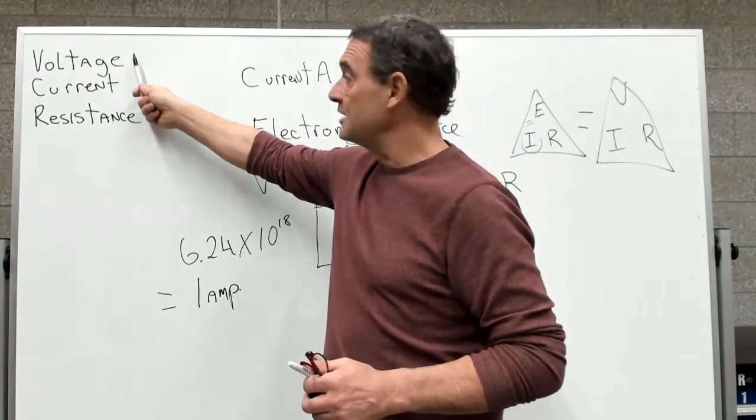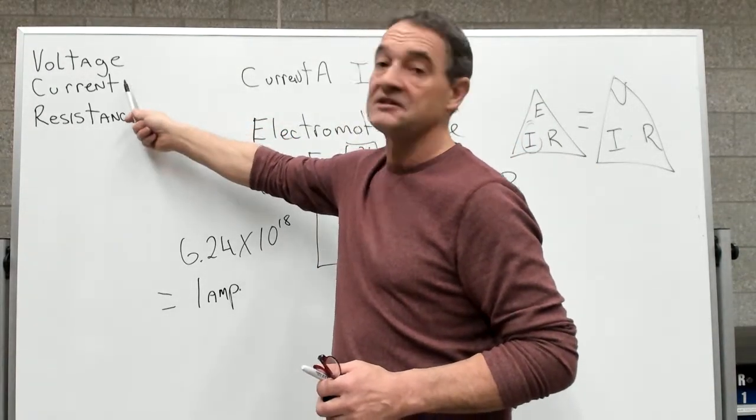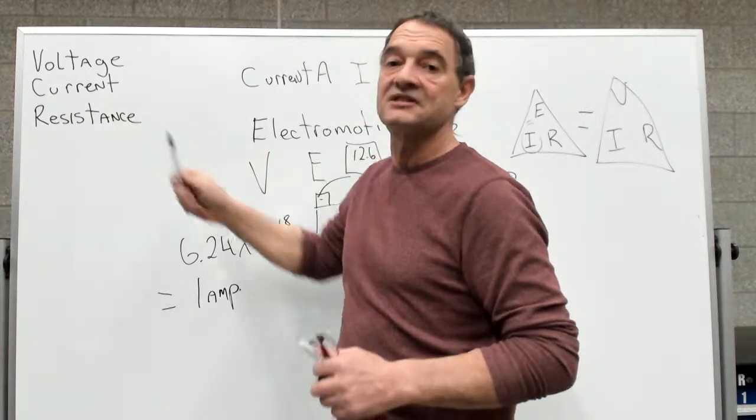Voltage, the electrical pressure or electromotive force. Current is the flow of electrons, and resistance is the resistance to flow.